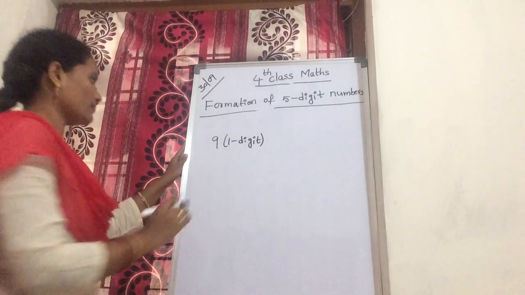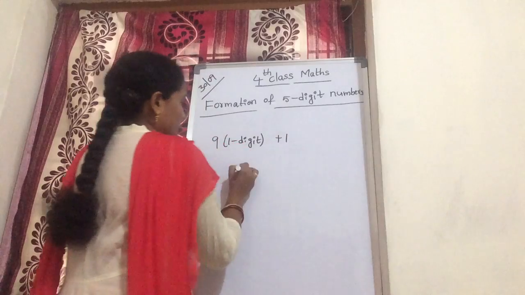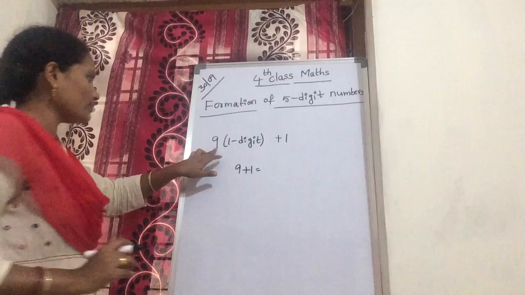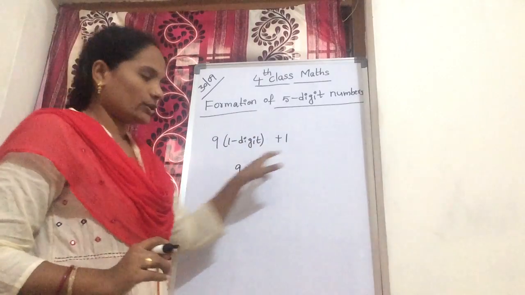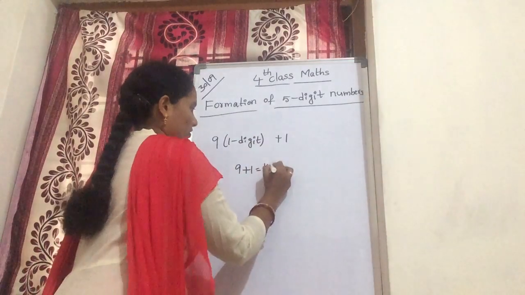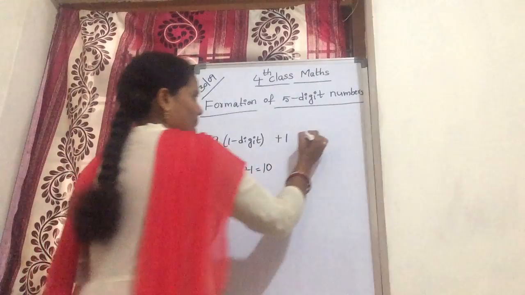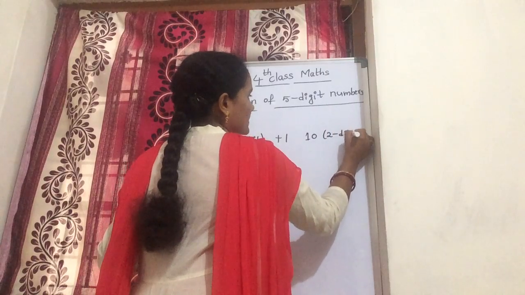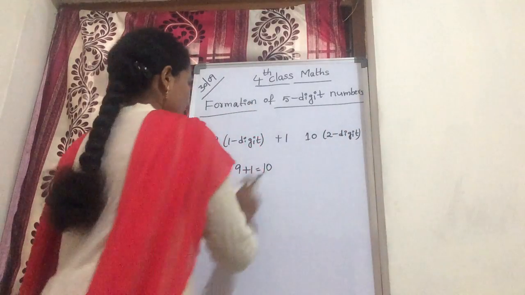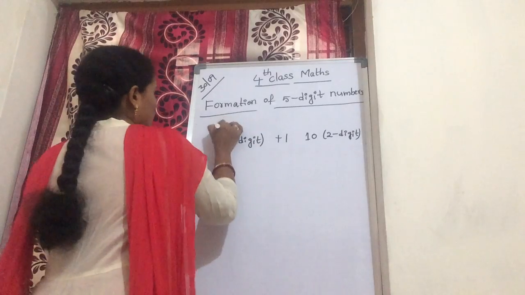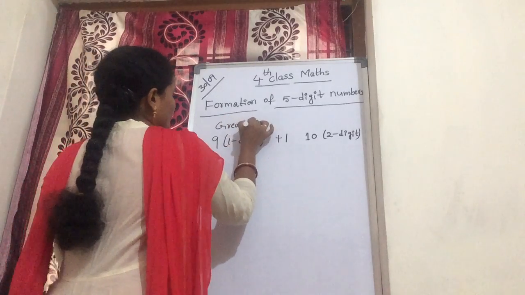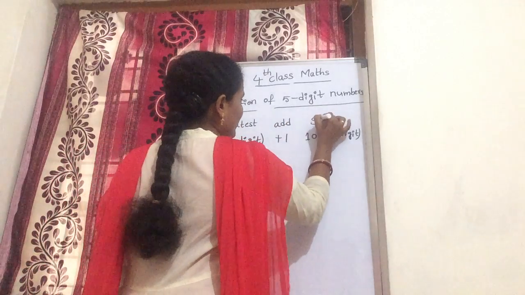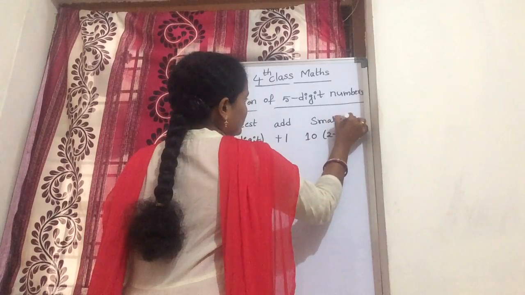Okay, children. Now, I add to this 9, 9 plus 1. You get how much? 10. Here you get 10. This is the 2-digit smallest number. This is the greatest number, and when you add plus 1, then you get the smallest number.